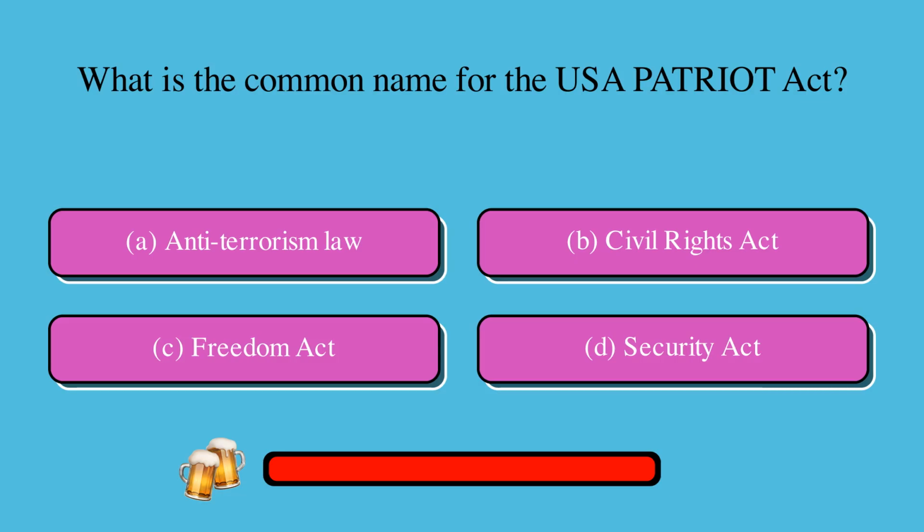What is the common name for the USA Patriot Act? Is it A. Anti-Terrorism Law, B. Civil Rights Act, C. Freedom Act, or D. Security Act? The correct answer is A. Anti-Terrorism Law.